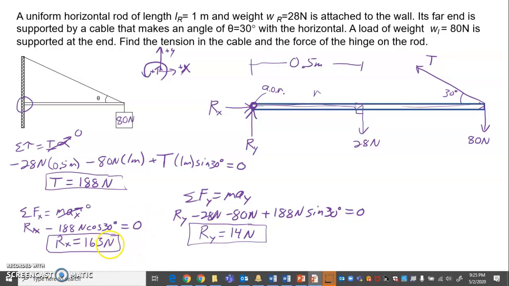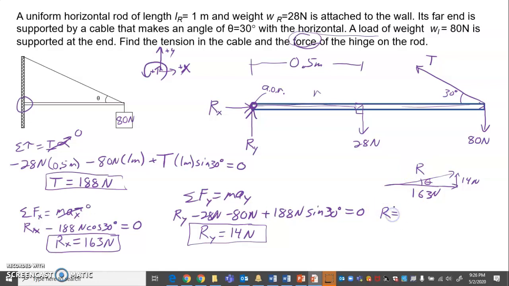It's a rather small force that's needed to hold that up. We need a much larger horizontal force. Now it did ask for the force of the hinge on the rod. It was a singular force. And so we can think of this force, Rx, Ry, we can combine them into a single force. So we've got a large force in this direction, 163 newtons. And then we've got a small force here, 14 newtons upward. And then we draw the hypotenuse, and that's equal to R. And then we've got this angle here, theta.